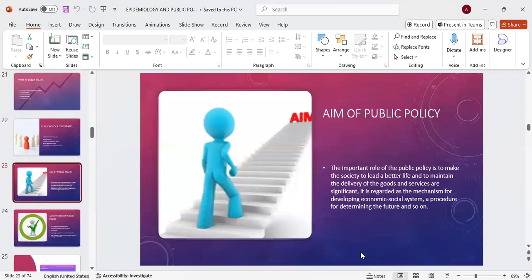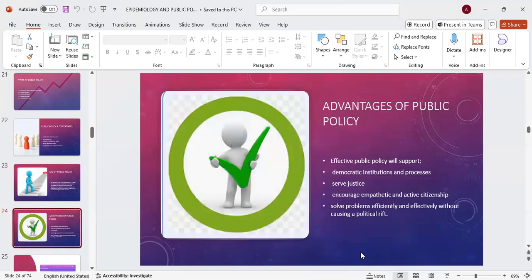The important role of public policy is to enable society to lead a better life and to maintain the delivery of goods and services. It is regarded as a mechanism for developing the economic and social system, a procedure for determining the future, and so on. Advantages of public policy. Effective public policy will support democratic institutions and processes, serve justice, encourage empathetic and active citizenship, and solve problems efficiently and effectively without causing a political rift.